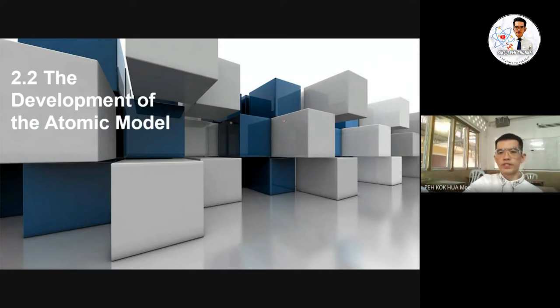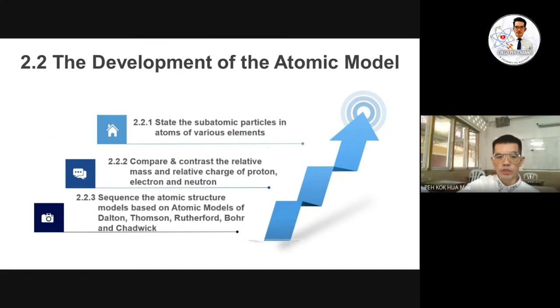Okay, so we have finished our first subtopic. Now we continue to our second subtopic, the development of the atomic model. This is actually the history, so I will go through it very fast for this subtopic. In this subtopic, you have to know the state of the subatomic particles in atoms of various elements, and compare and contrast the relative mass and relative charge of proton, electron, and neutron. Then the sequence of the atomic structure models based on the atomic models of Dalton, Thomson, Rutherford, Bohr, and Chadwick. So we see the history of the development of the atomic structure model.